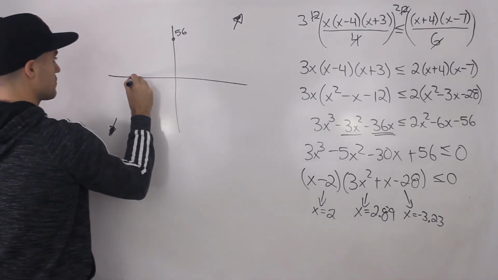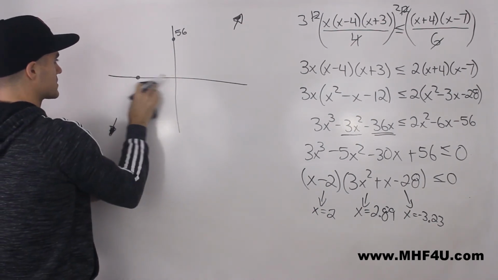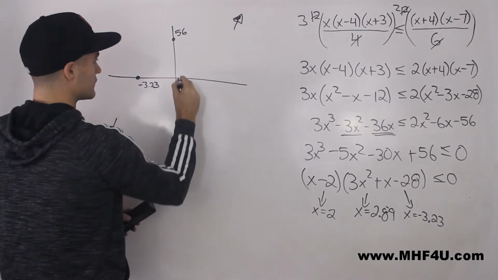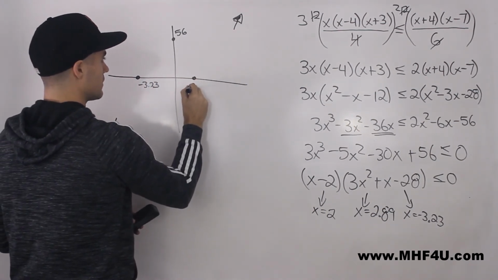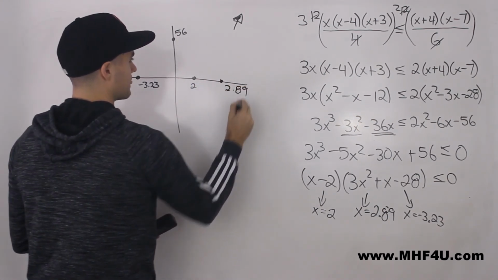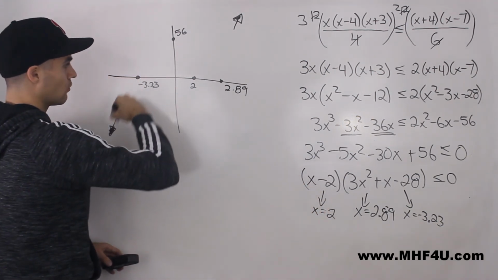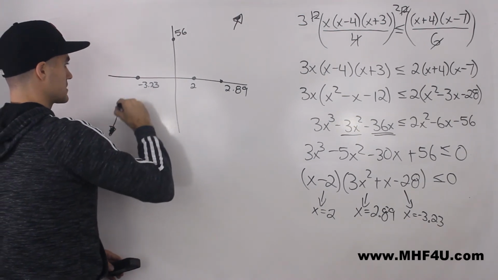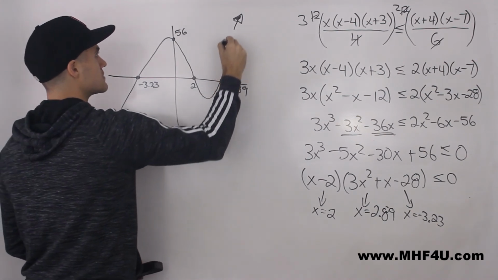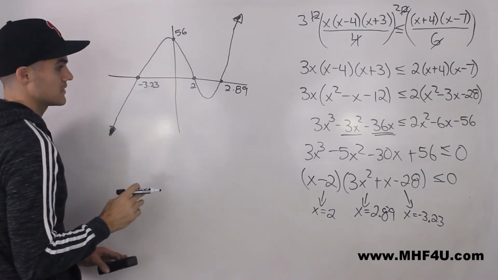So negative 3.23, which would be down here. Actually, let's put that over here. And then we'll have 2. Let's put it down here. And then we'll have 2.89. And then none of these x-intercepts have an even order, so it's going to go through the x-axis for all of them. So basically, this is going to look something like this. You don't need an exact graph. You just need an approximation.